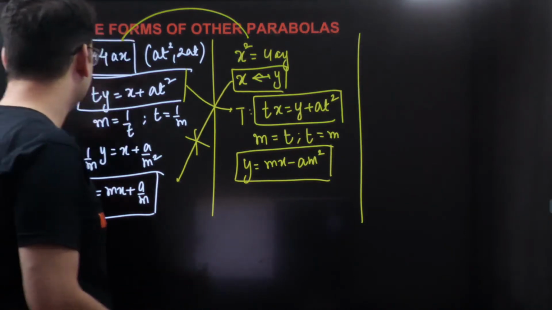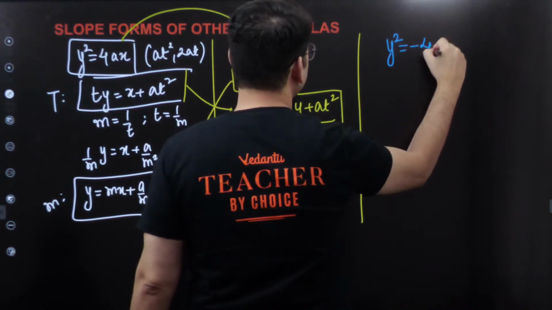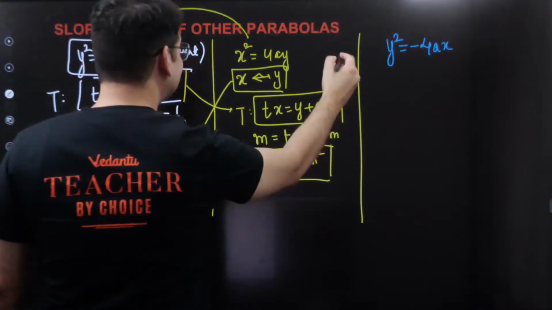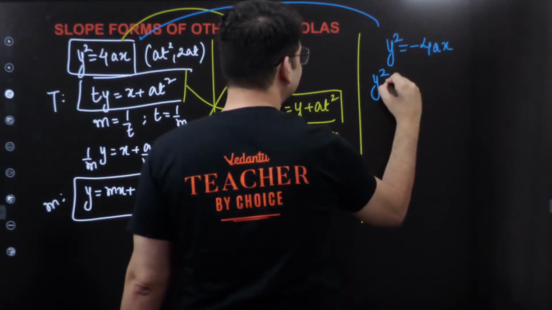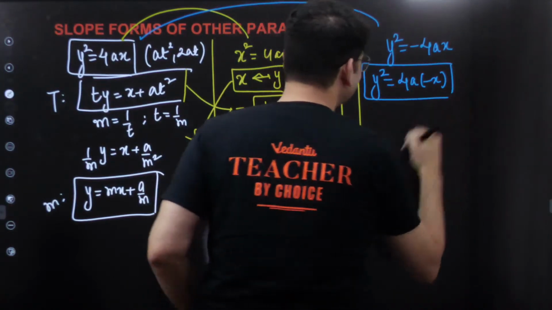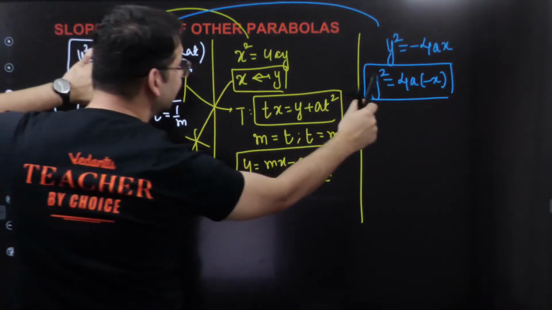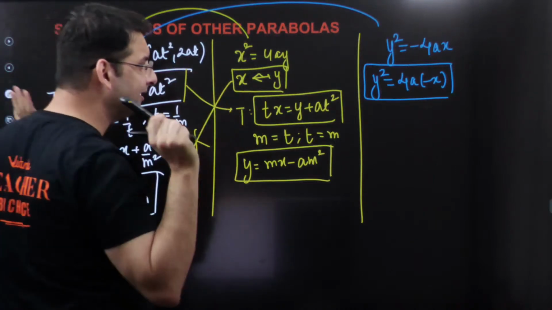For example, let us do this. y square is equal to minus 4x. Now, how do we see this with respect to the first parabola? So this we see as y square is equal to 4a times minus x. So basically, what do I tell myself? y is same, but x has been replaced by minus x. This is how I see it.